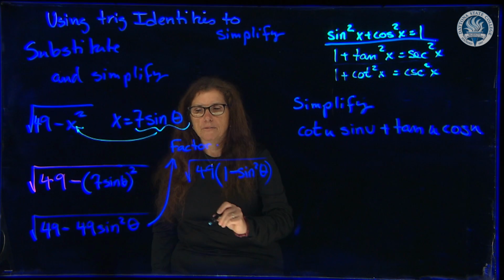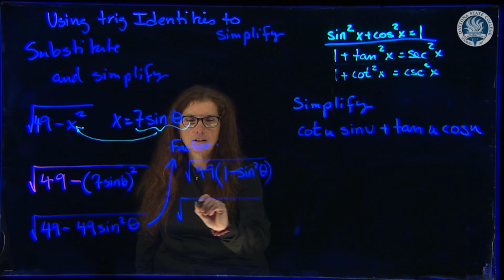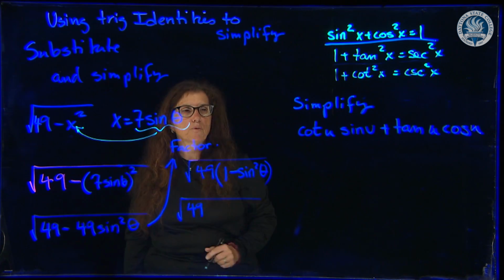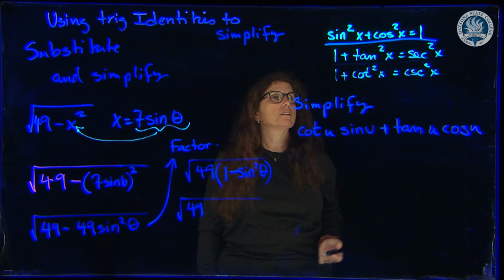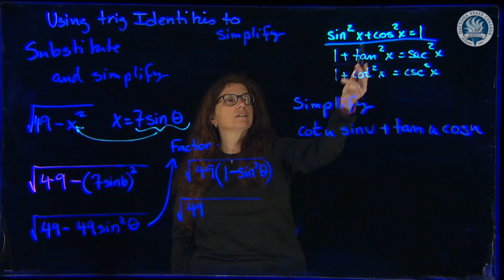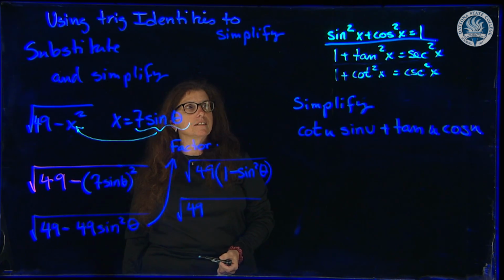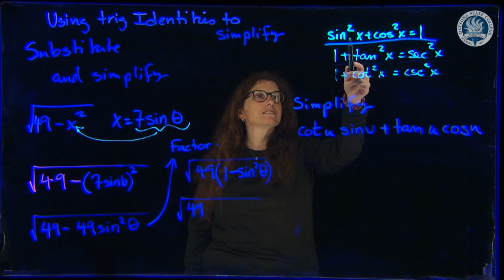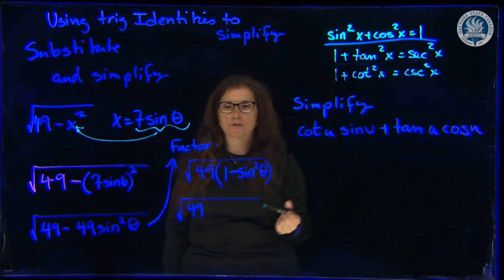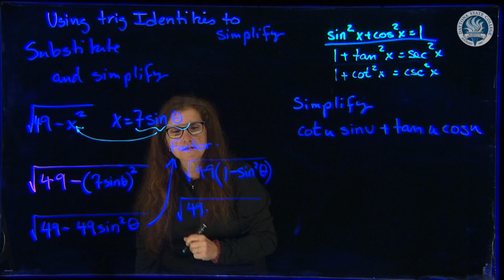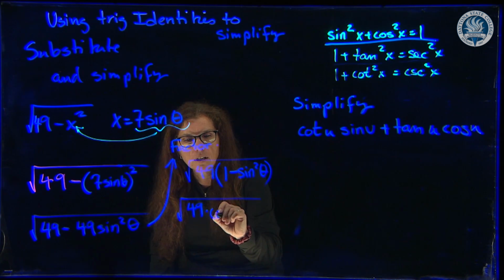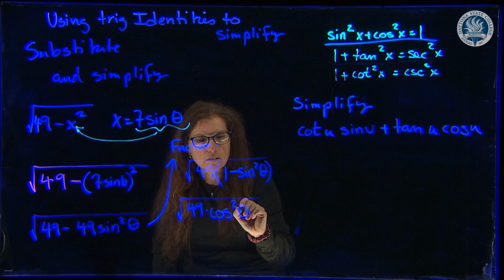Okay? We're getting there. 49, what is 1 minus sine squared of theta? Well, let's take a look at the first Pythagorean fundamental identity. 1 minus sine squared is cosine squared. So this becomes 49 times, and I'm going to put this multiplication dot right there, times cosine squared of theta.